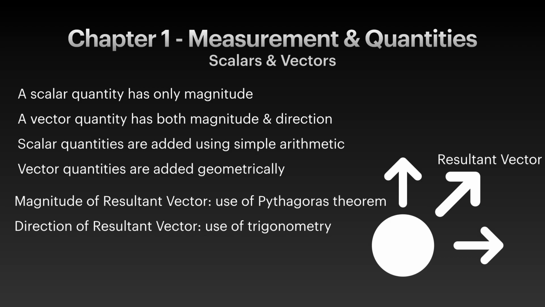Now let's talk about quantities. Scalars are quantities that only have magnitude, like mass or speed. Vectors have both magnitude and direction, like force or velocity. If you're adding vectors, you use geometry, not simple math. You will often use the Pythagoras theorem and trigonometry to find the resultant vector, both its size and its direction.